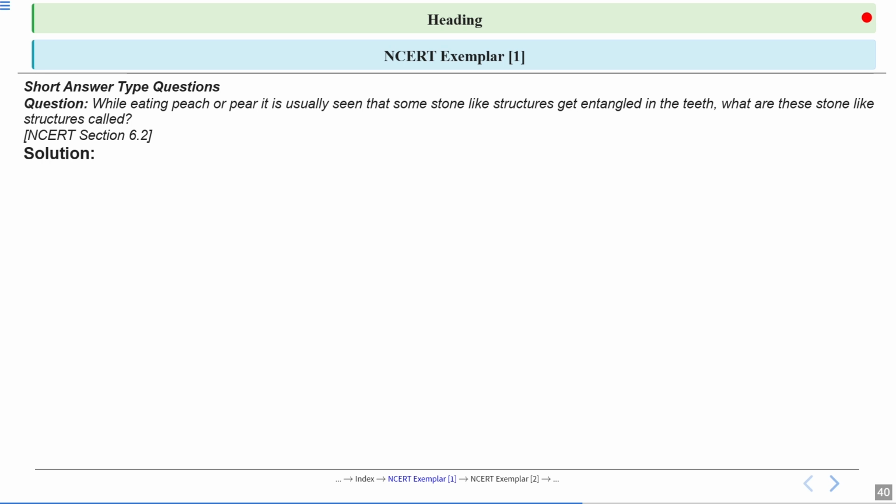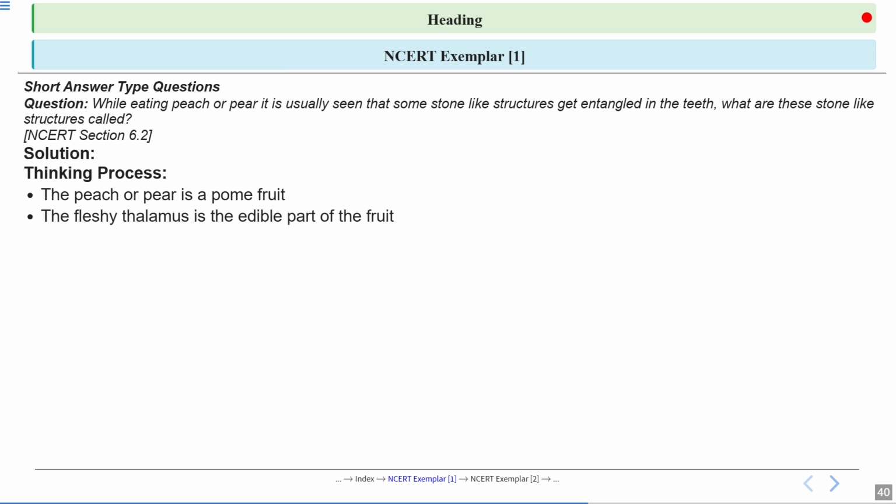Let us see the answer of this question. Thinking process. The peach or pear is a pome fruit. Yes. And their fleshy thalamus is the edible part of the fruit. Thalamus part is the edible one. Means false fruit. Yes. The pulpy part of the fruit contains stone cells, the pulp that we eat, right?